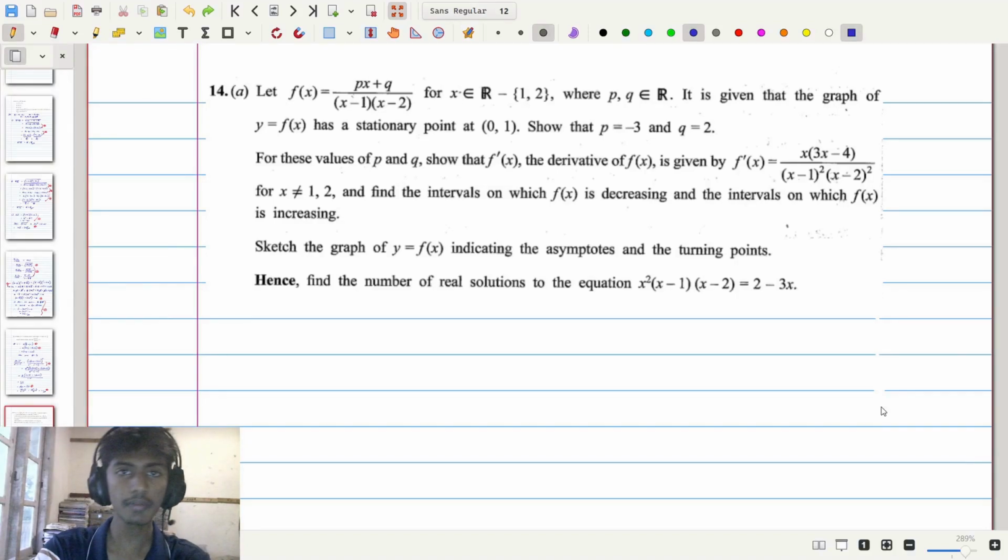2024 A-Level Combined Mathematics Paper 1, Part B, question number 14, Part A. Part B of the same question will be discussed in a future video, link in the top right. Part A of this question has to do with graphs and derivatives.